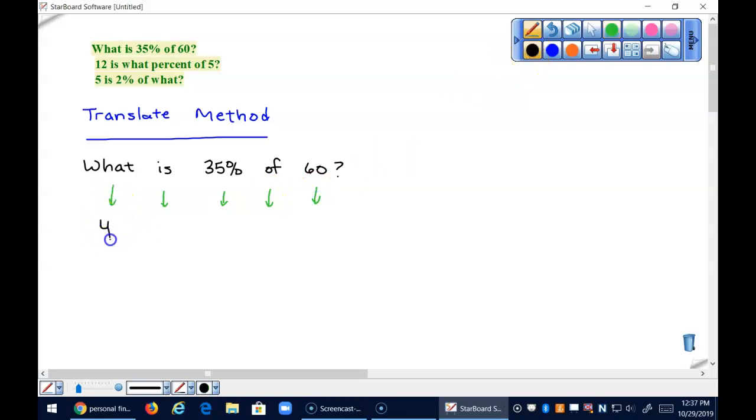So what becomes our letter? Is becomes equals. For 35%, well, we're going to have to riplop. We're going out of percent, so to the left. Of becomes times. And we get 21. Everyone okay with that easiest example? Okay.